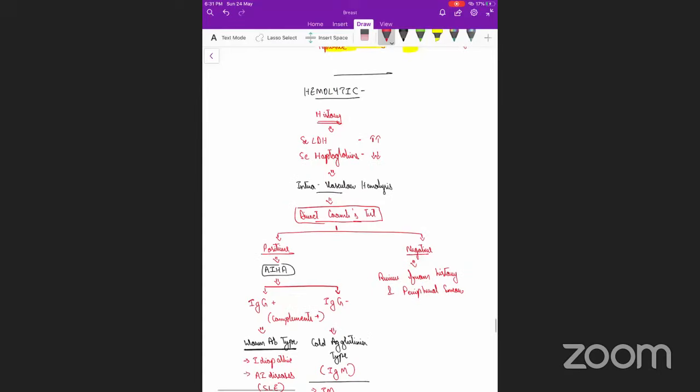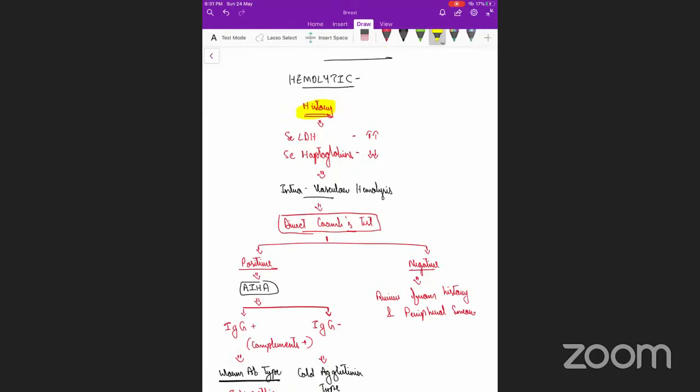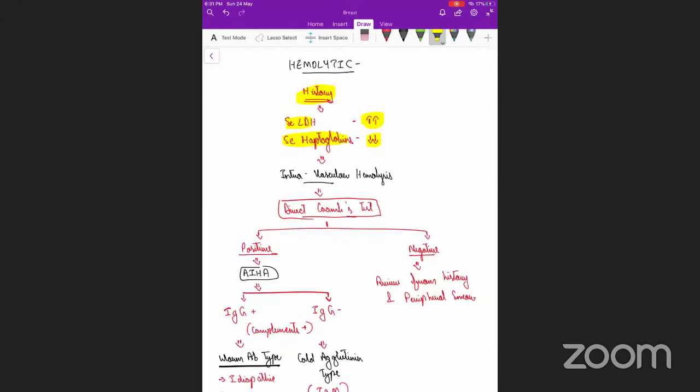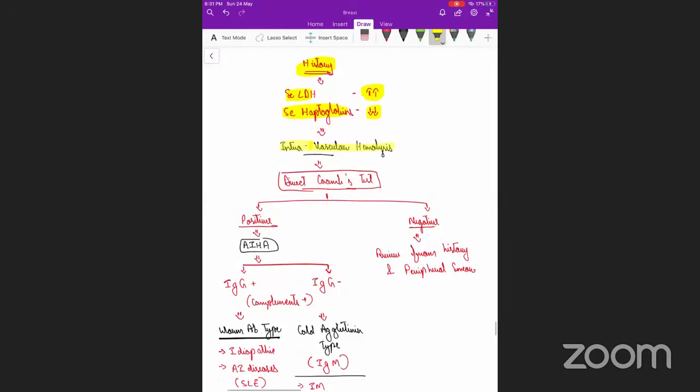Hemolytic anemia: one, you do history. Next, we'll measure serum LDH and serum haptoglobin. If they are abnormal, LDH is raised and haptoglobin is decreased. Why is haptoglobin decreased? Answer through the chart. If LDH is raised and haptoglobin levels are low, then we'll think of intravascular hemolysis. Yes, very good. It binds to hemoglobin.